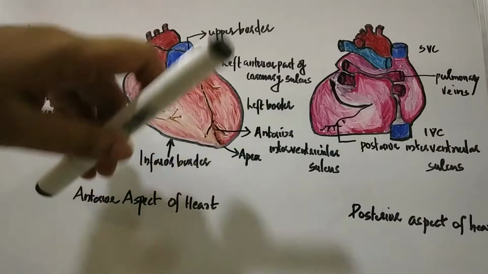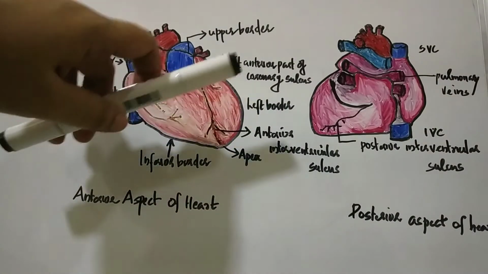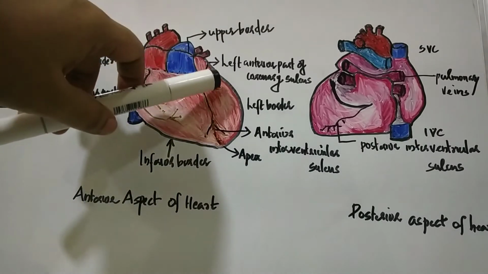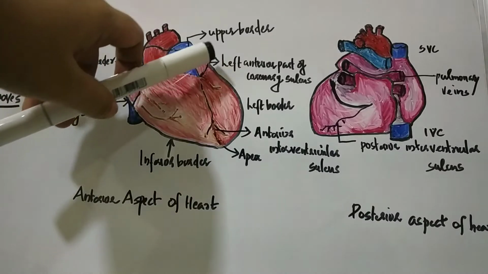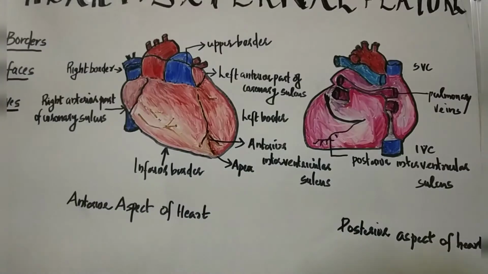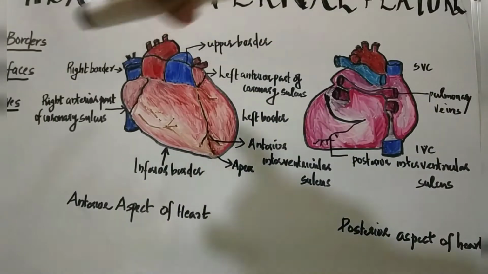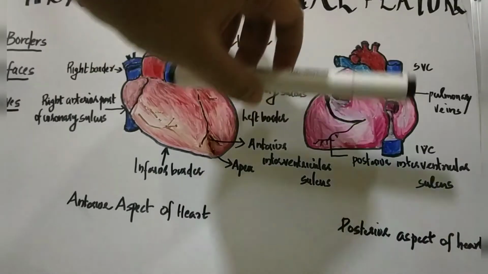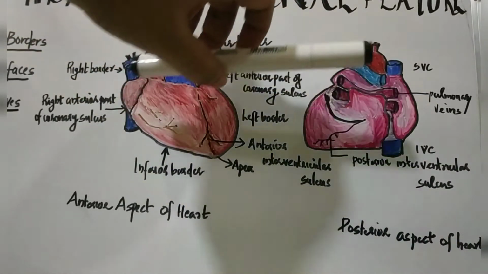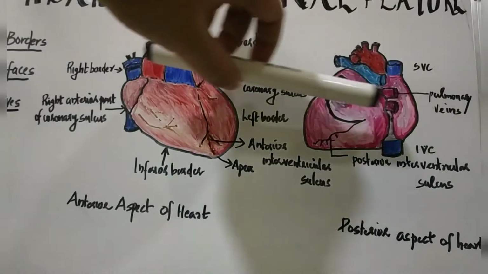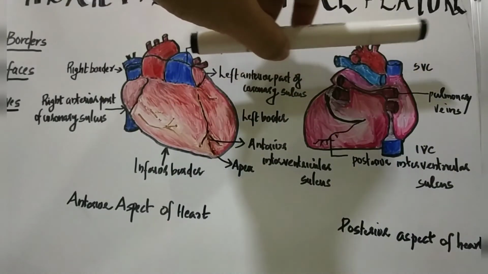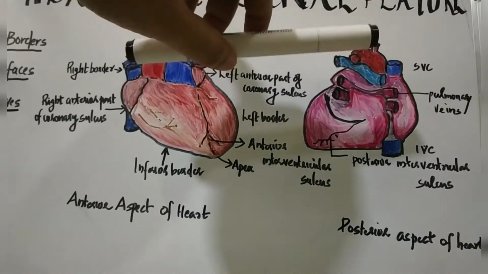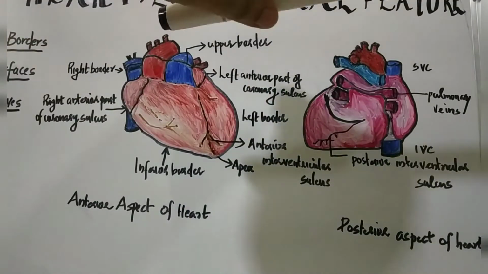Next is the left surface. It is mostly formed by the left ventricle and on the upper part by the left auricle, and in between the left auricle and the left ventricle you can see the coronary sulcus. Next is the base or posterior surface, and it is directed backwards. It is formed mostly by the left atrium and partly by the right atrium. Here you can see the pulmonary veins and also the superior and inferior vena cava. It is related to the 5th to 8th thoracic vertebra in lying position.